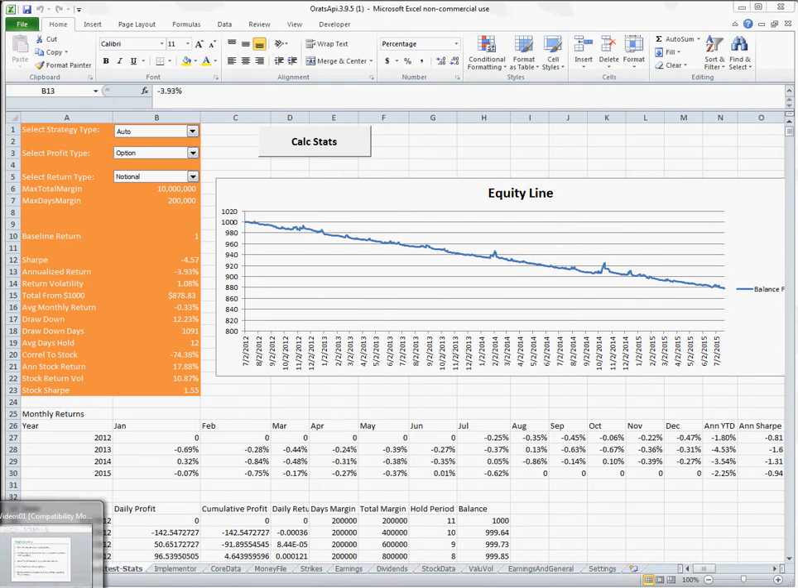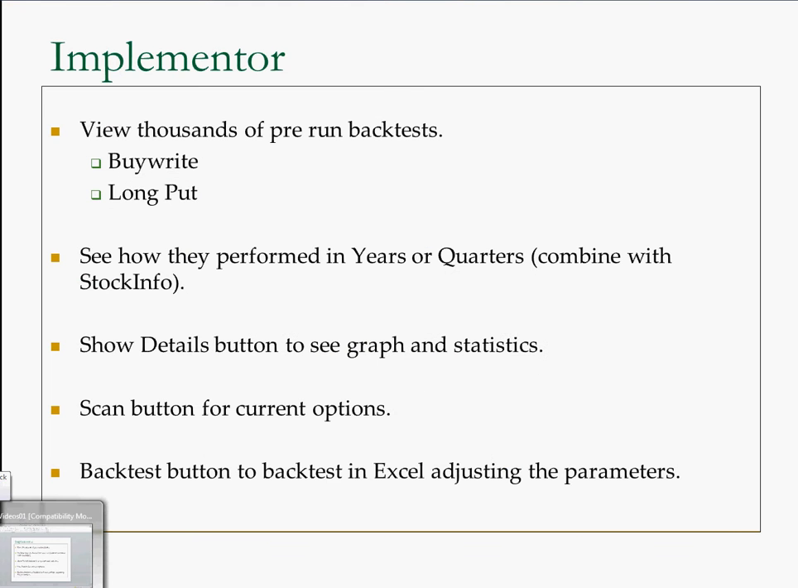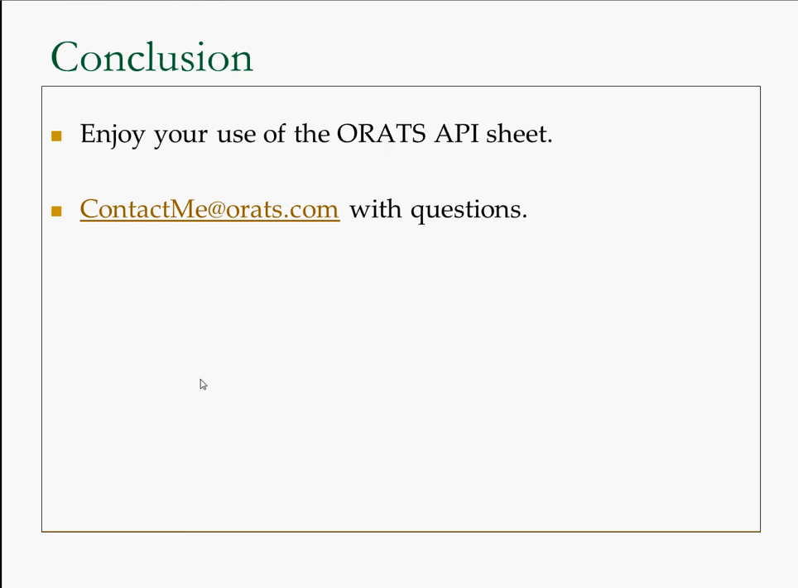So that's what we wanted to show today. We wanted to review a long put, and we saw how that performed in various quarters. We looked at the detail button of the graph. We scanned for current options and then pressed the backtest button in Excel to see how it has performed currently.